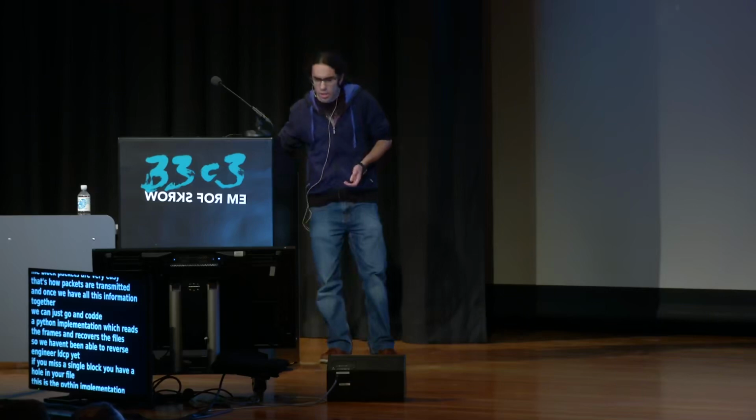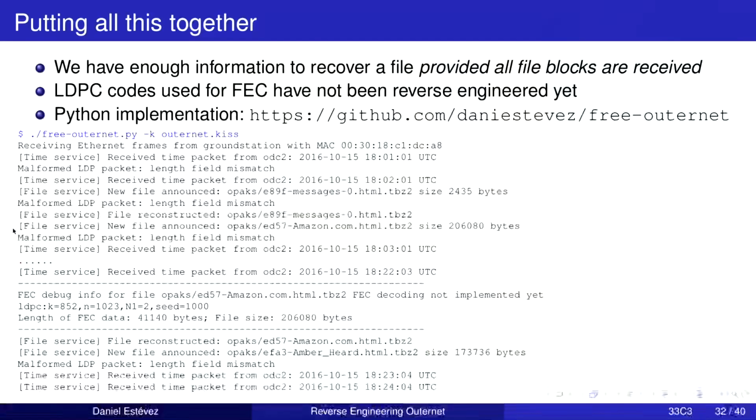It prints out a lot of debugging information or curiosities. You may want to know the MAC of the ground station or whatever. But the nice thing is that here, where is it? There's a new file announcement for the Amazon.com Wikipedia page. And that's around 18:03. And 20 minutes later, that's what it takes to transmit that Wikipedia page, you get all your file blocks, and these manage to recover the file and save it onto your hard drive.